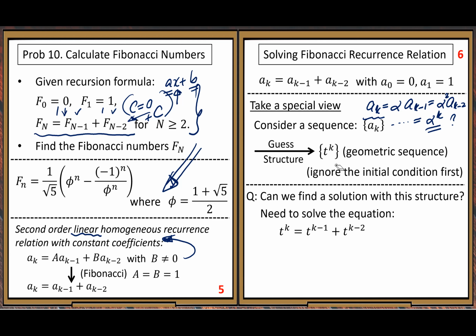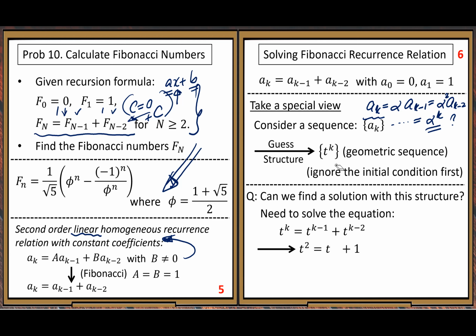Each term is a monomial, okay? It's a polynomial equation. That is much easier than our original equation, right? So let's try to solve. Let us simplify both sides. We will get t squared equals t plus 1. We're familiar with this quadratic equation. Remember, we derived the golden ratio from this equation.